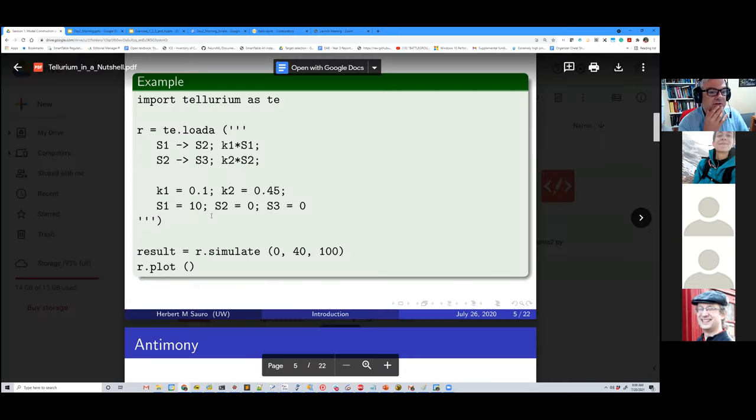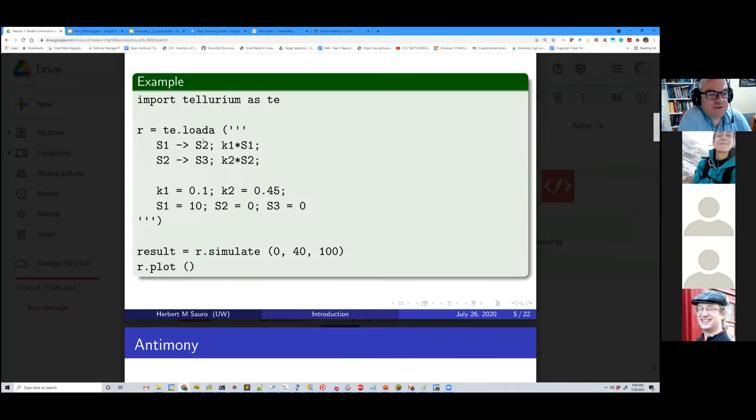There, this one. So this is a little bit of a longer model. It's got two steps instead of one. It's a little linear chain, S1 to S2, S2 to S3. These rate laws here, you can put in whatever you want. You're not restricted. As long as it's a normal expression, you can put whatever you want there.